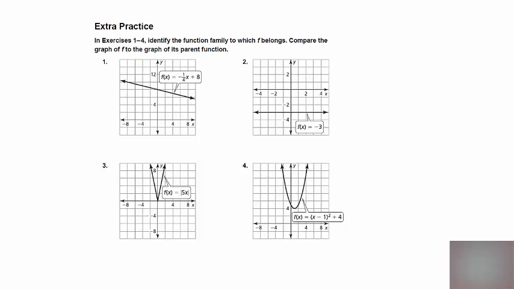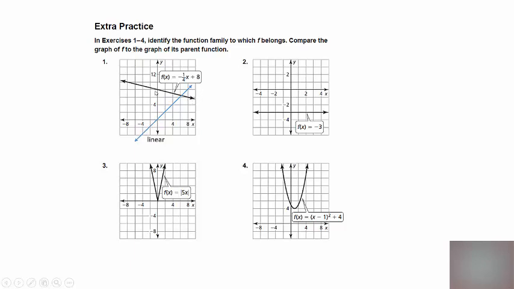We're going to switch gears now, and instead of talking about domain and range, we're going to be talking about comparing transformations of parent functions. So it says to identify the function family. That means what parent function are we talking about? And then you're supposed to graph or compare this graph to the graph of the parent function. So what I would do first is I would go ahead and specify that this is a linear function, right? It's a line. And then I would graph the parent function for a linear function, which is f of x equals x.